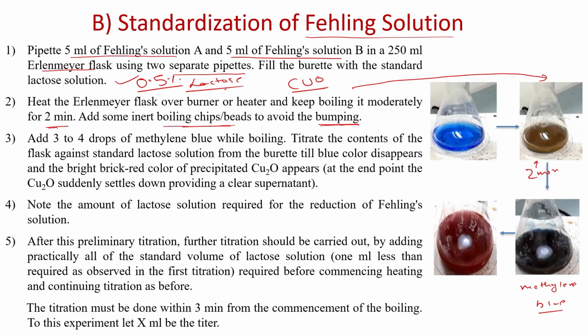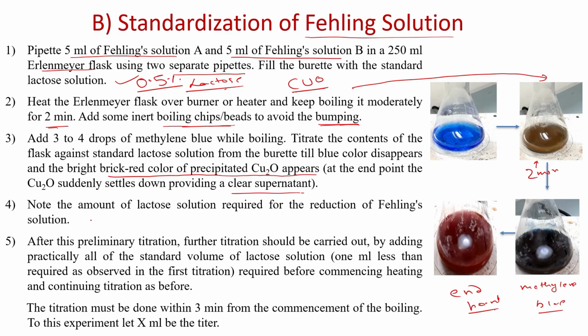Now titrate the contents of the flask against the standard lactose solution from the burette till the blue color disappears and the brick red color of precipitated cuprous oxide appears. You see here the brick red color of precipitated cuprous oxide has appeared now, and at that point you will see that the cuprous oxide suddenly settles down, providing a clear supernatant. So this is the end point of titration, that is, the brick red color.